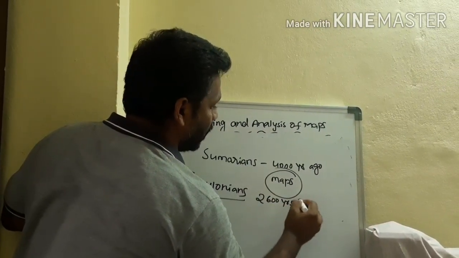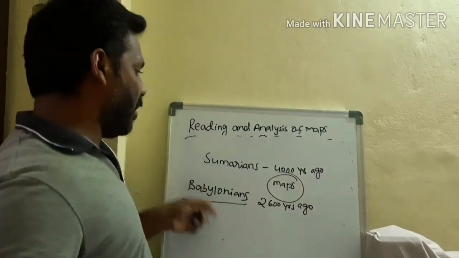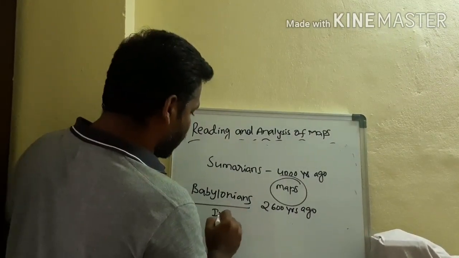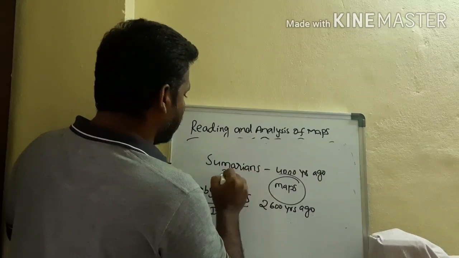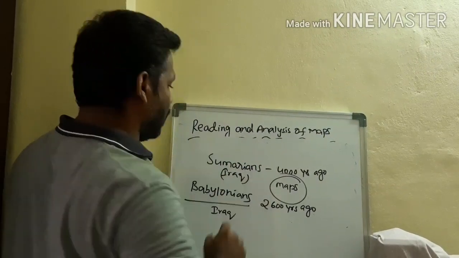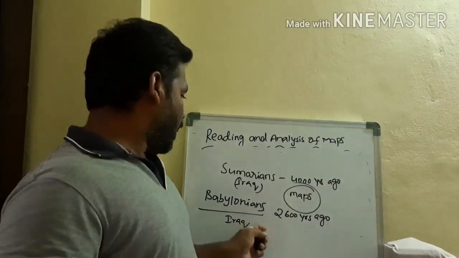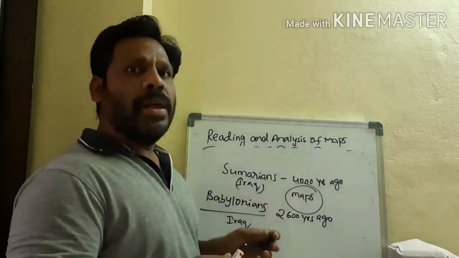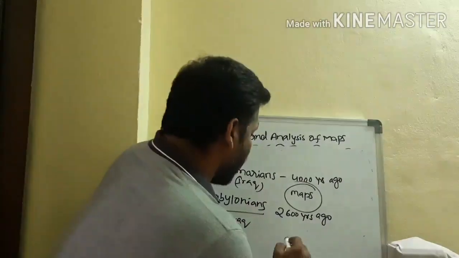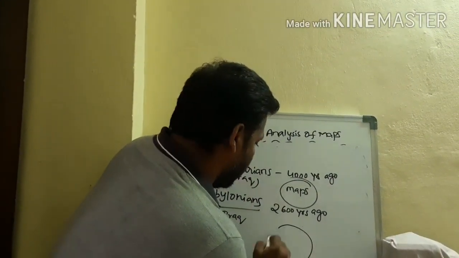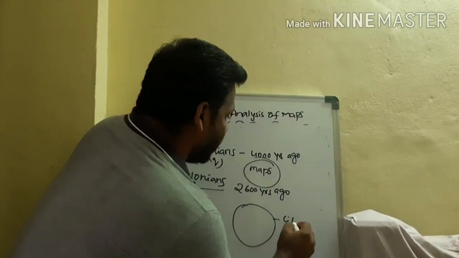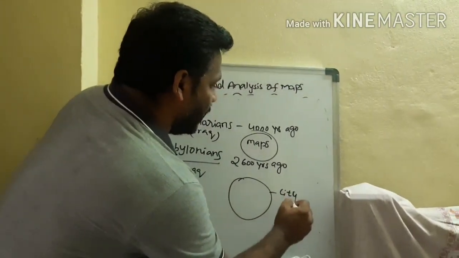2600 years ago, they also prepared the map. Present now it is called what? Iraq we can call. Present Iraq only. Here these Babylonians also prepared the map. They prepared the map in the shape of a circle. This circle shape represents the city for us.